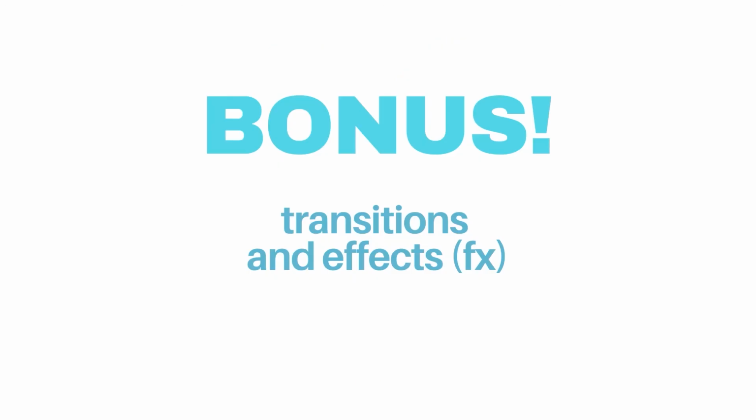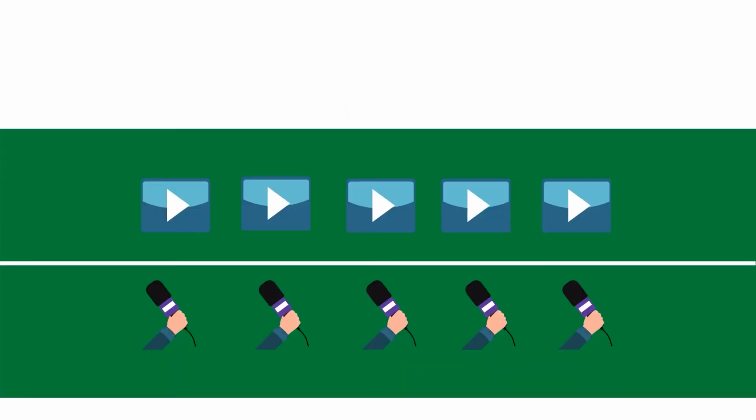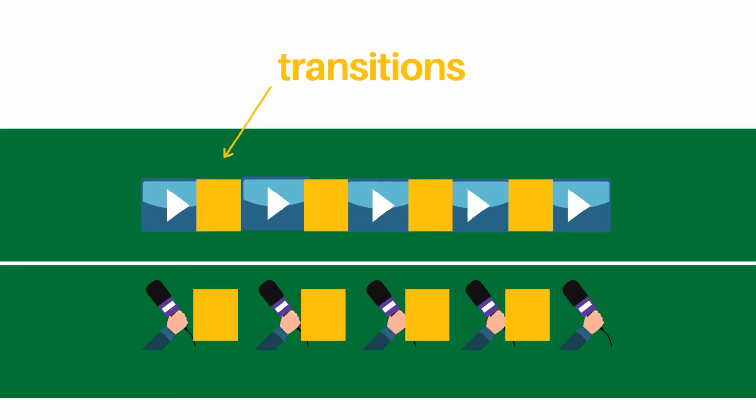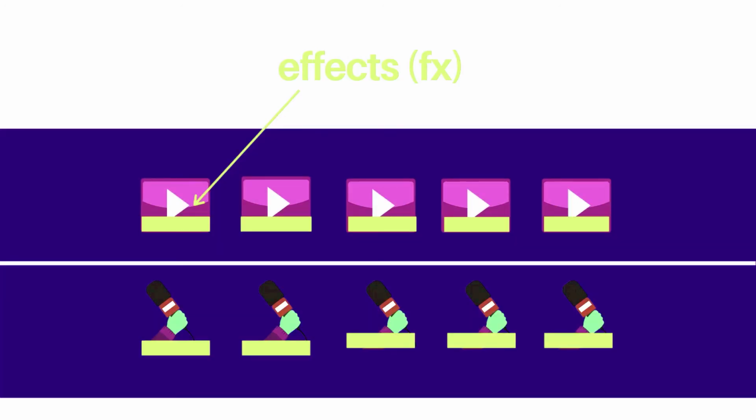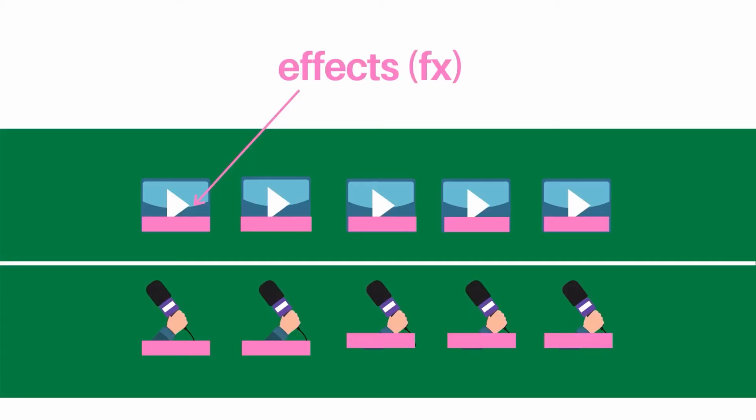Now, here's your bonus lesson. Once you've added video and audio, you can add what's called transitions. This tells the editing program how you want to move from one element to the next. For example, you can fade in, fade out, or swipe across the screen. You can also add what's called effects. This changes the look or the sound of the element. For example, you can change the color, the brightness, or the contrast. You can change the sound if it sounds like it's in an echoey room, or you can even lower or raise the pitch. Again, there's dozens of options.